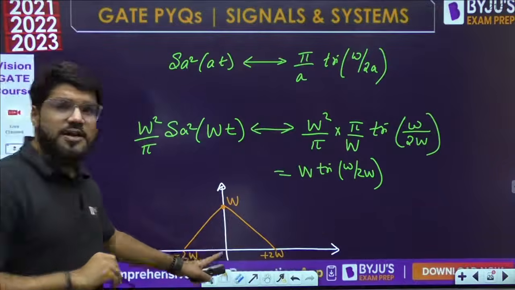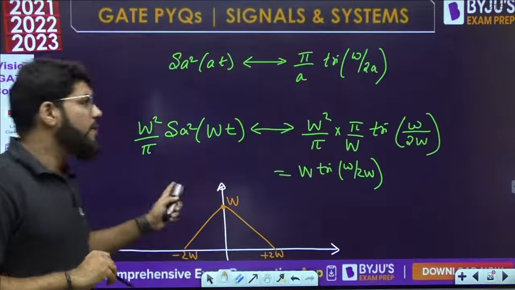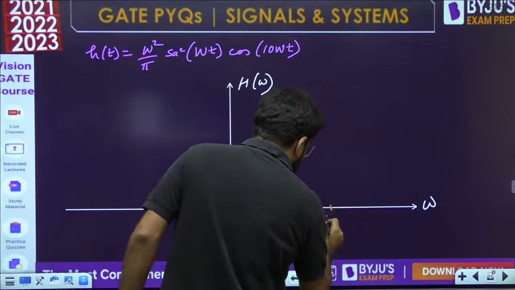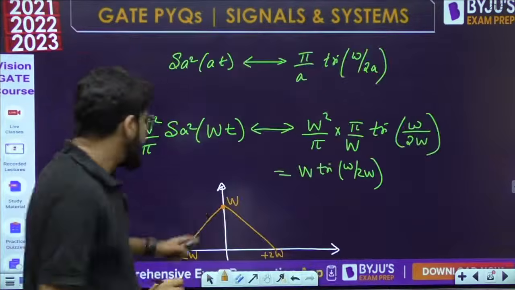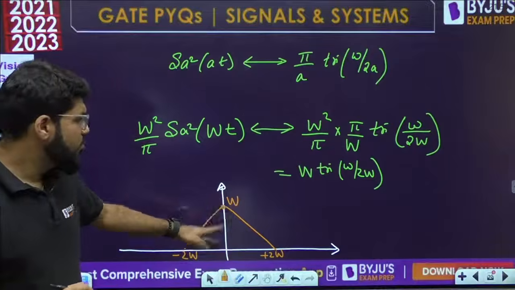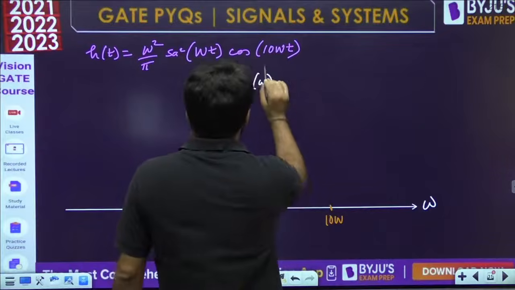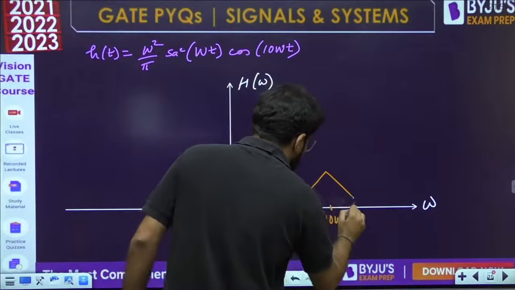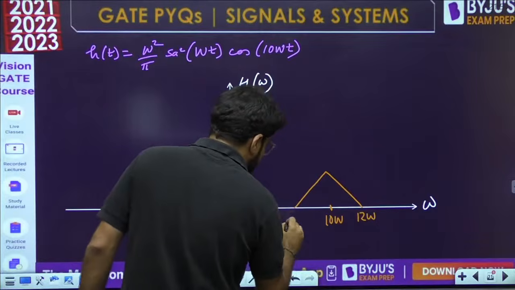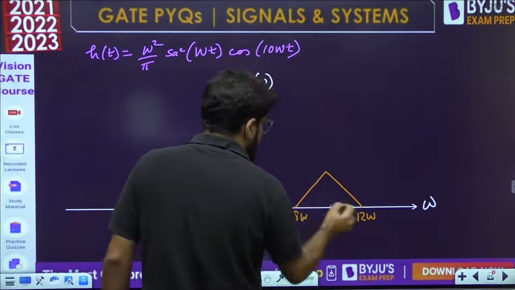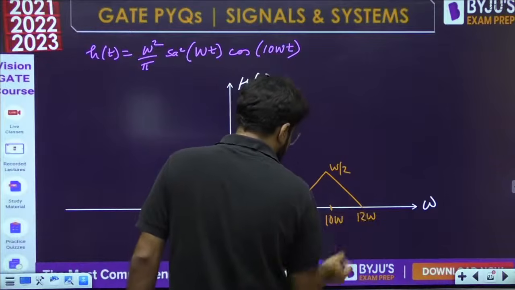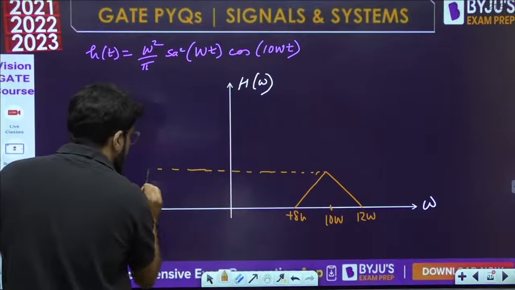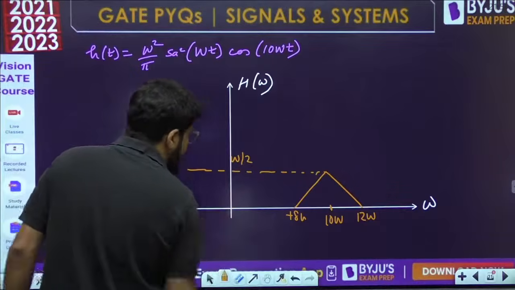Applying modulation, it will be shifted to plus omega naught and minus omega naught. What is the omega naught here? 10w. Once it is centered at 10w, it will be the same signal, but the amplitude is divided by 2, so the amplitude will be w by 2. From minus 2w to plus 2w, I will take it from 8w to 12w, and this amplitude should be w by 2.